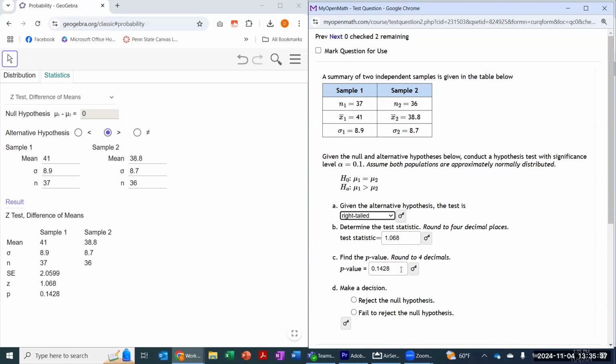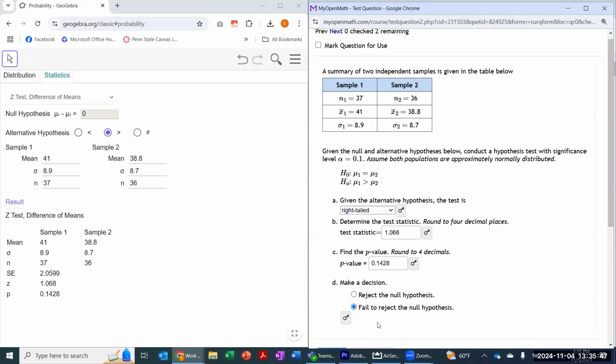Alpha is my threshold of disbelief. This probability is not so low that I'm willing to disbelieve the null hypothesis, and therefore I will fail to reject the null.